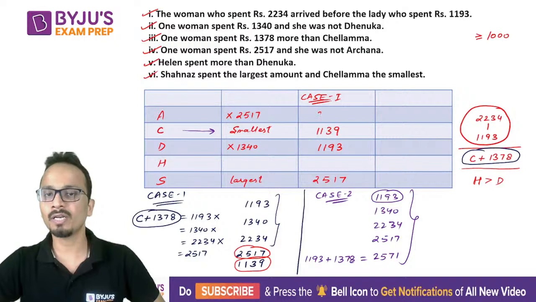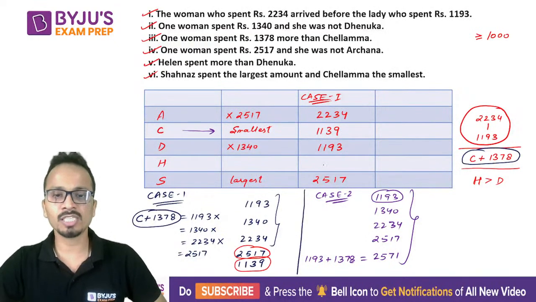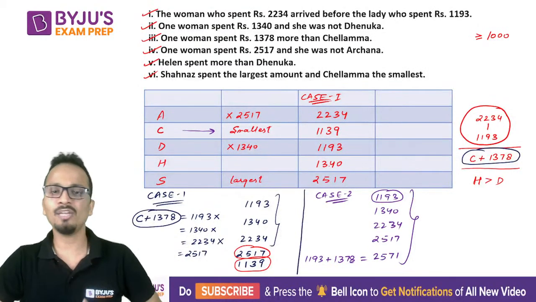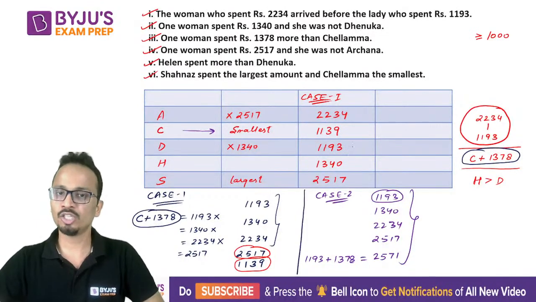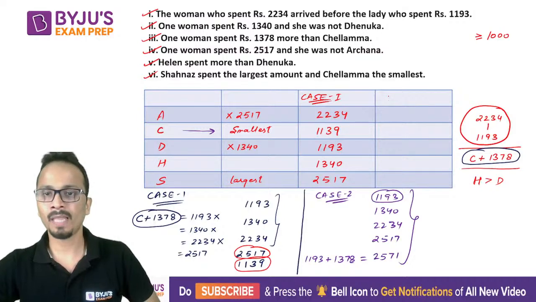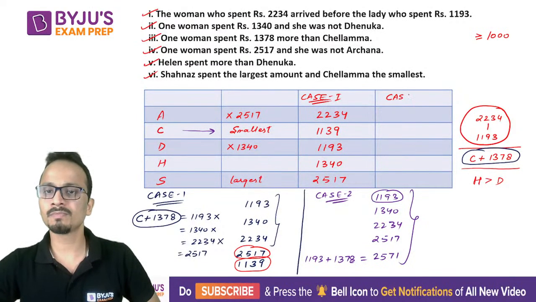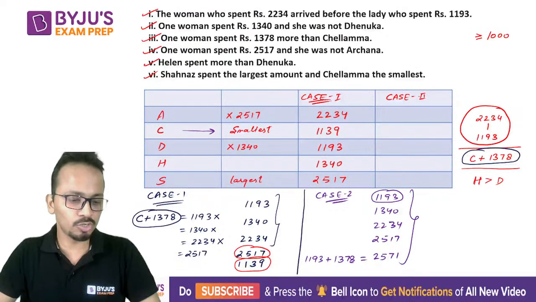1193 के ऊपर 2234 आना चाहिए. Okay, and the one value which is left is 1340, which will be the value for Helen, which is more than the value for Dhanuka. So this is case number 1. Now talking about case 2, I hope all of you have understood this part.